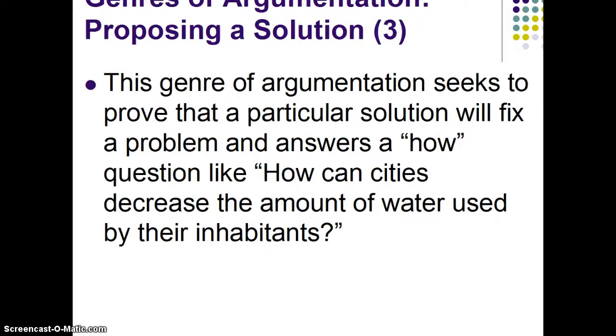And then on week 4, you're going to present your solution to the problem. And this is also argumentation, where you're going to argue that your solution, this one particular solution, will fix the problem and solve it. Okay? And again, I'm just reviewing the overview of the class.